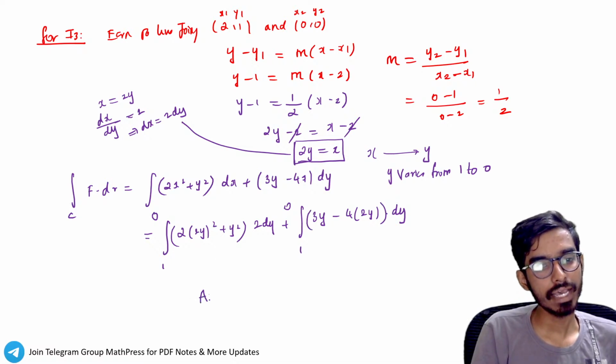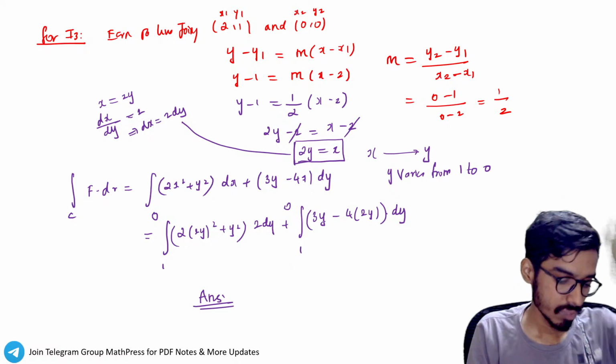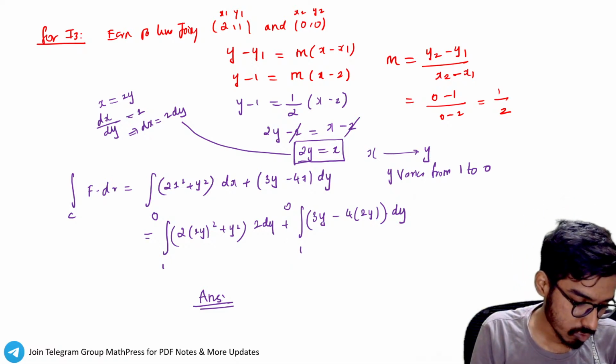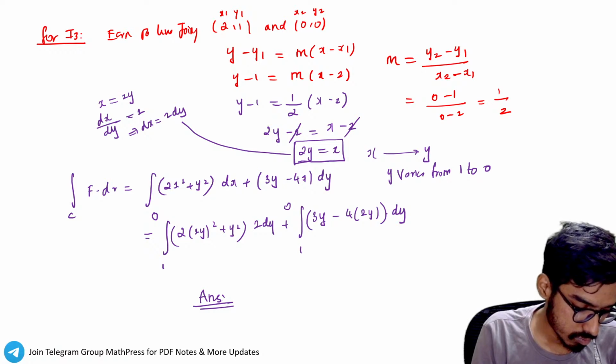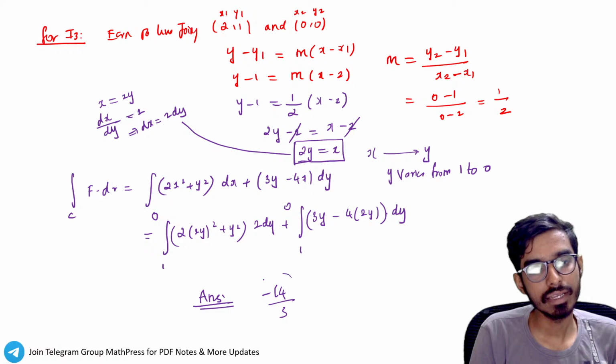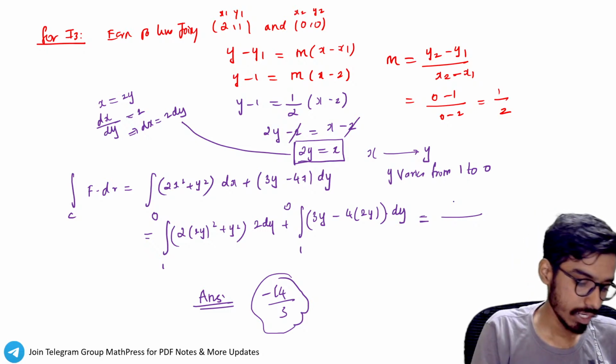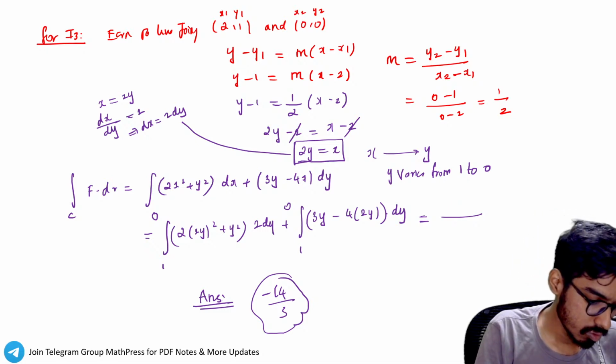So overall, if you add I1, I2, I3, you're going to get the answer to be equal to minus 14 by 3, right? This is the overall answer. So you'll get this answer separately. You just add up I1, I2, I3. You will get the overall answer to be equal to minus 14 by 3, right?